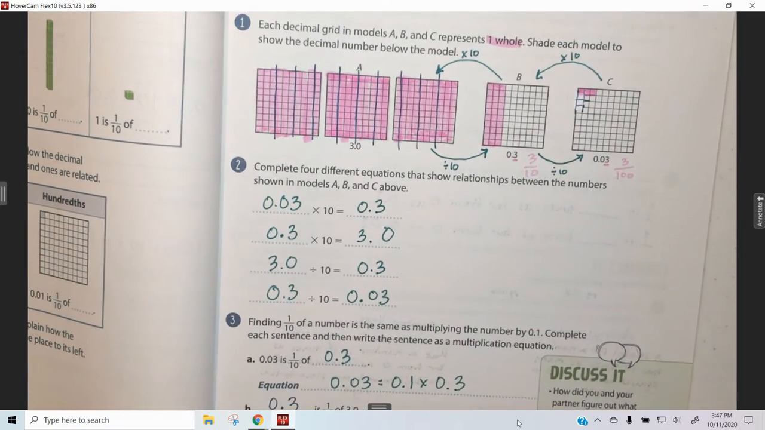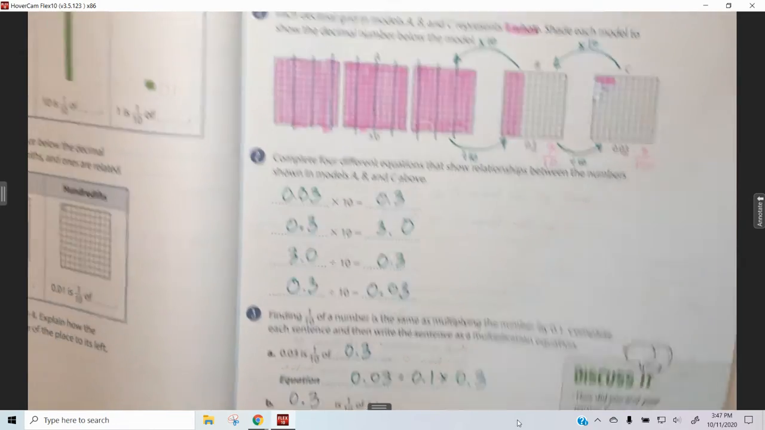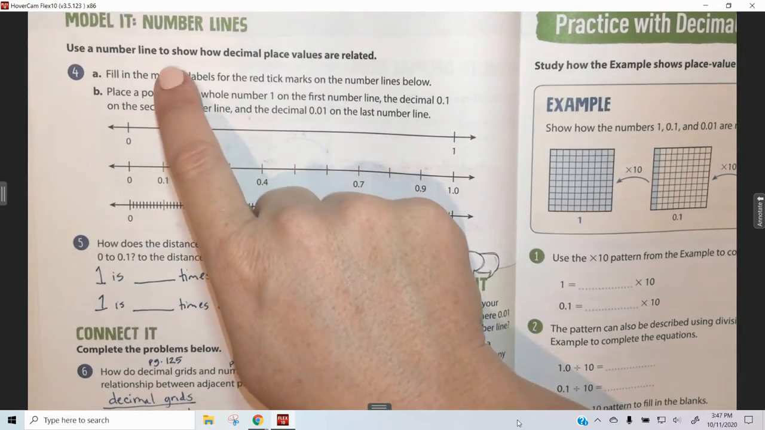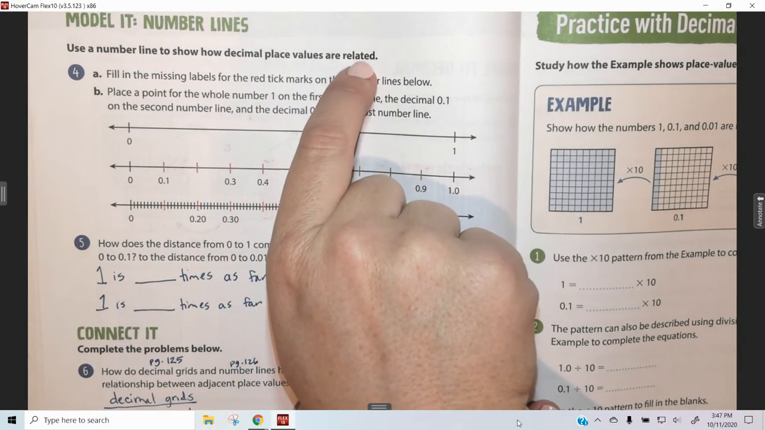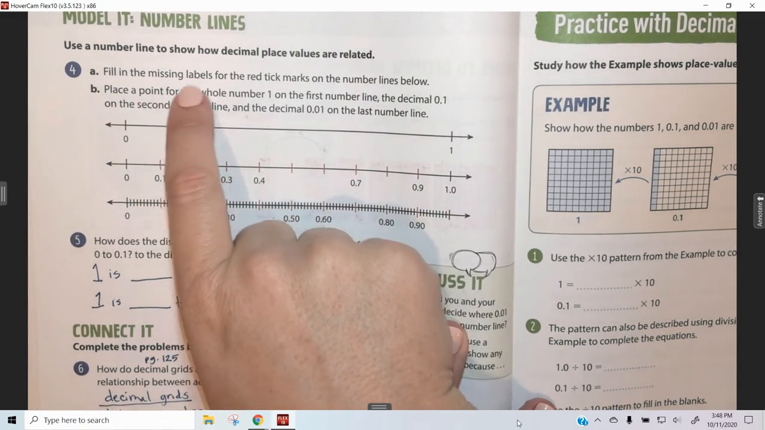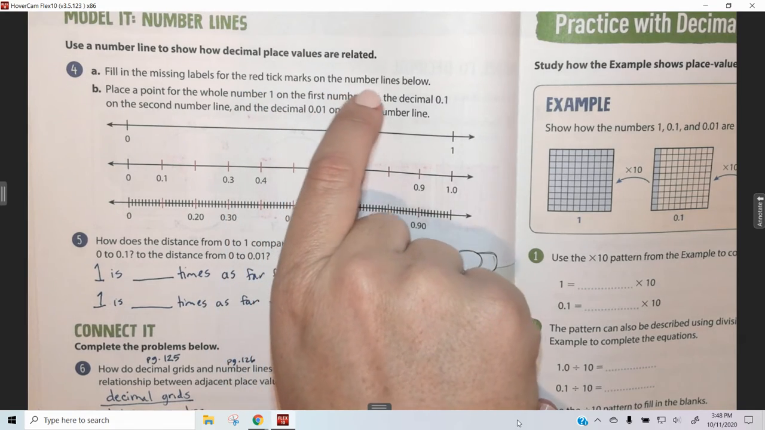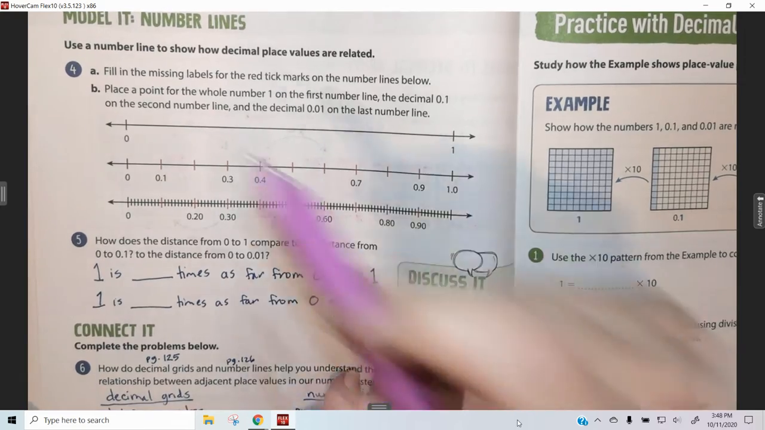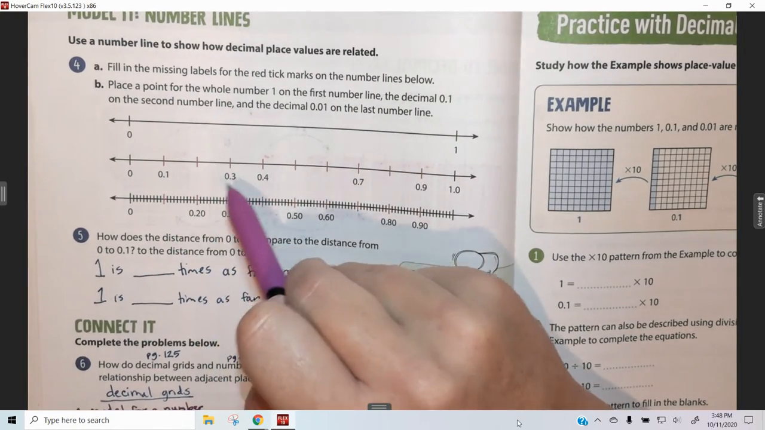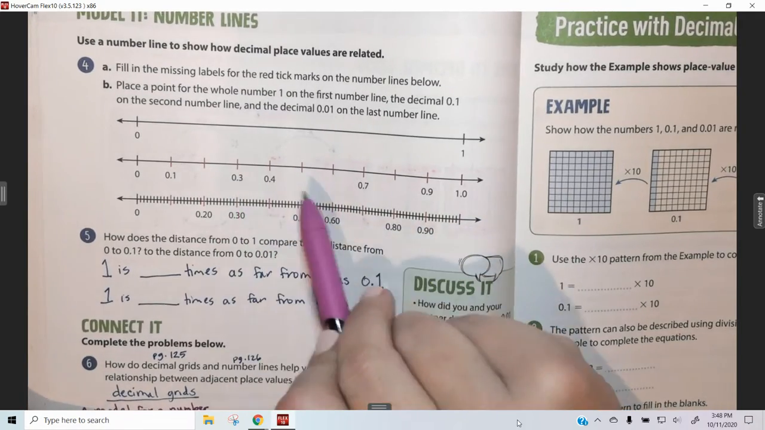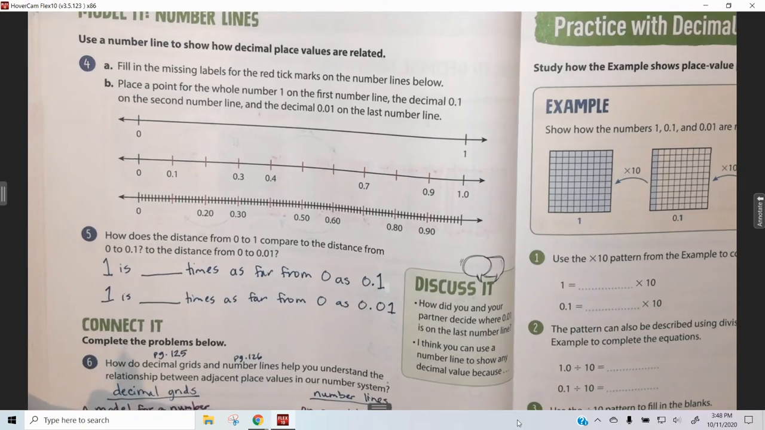All right, let's go to page 126. Now we're looking on page 126. It says use the number line to show how decimal place values are related. So we are going to fill in the missing labels for the red tick marks on the number lines below. So let's do that first. So we've got 1/10 something and then 3/10. I want you to go ahead and fill out what you think each of these red ticks is. Go ahead and pause the video.